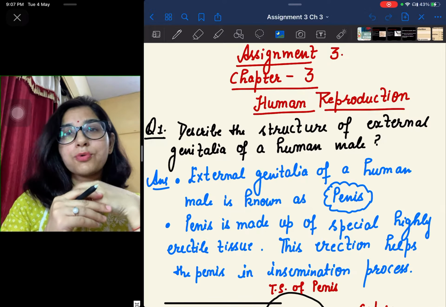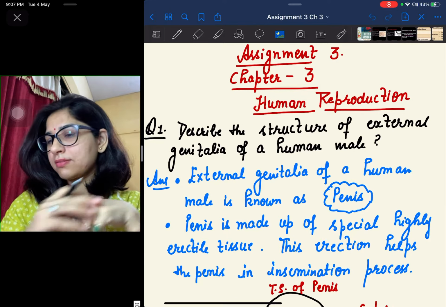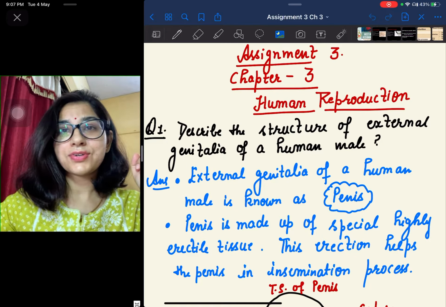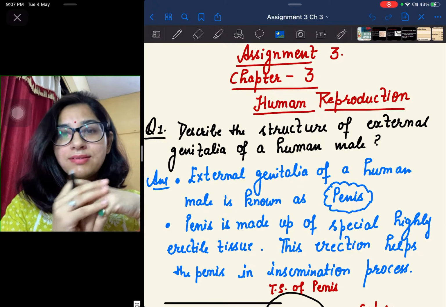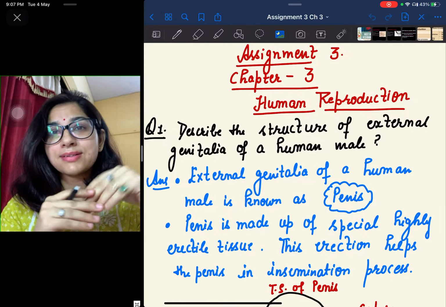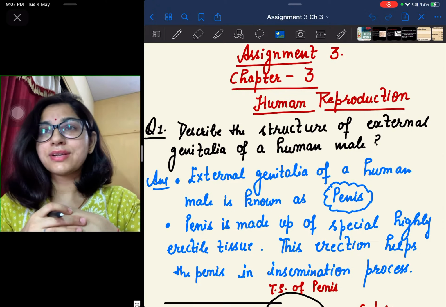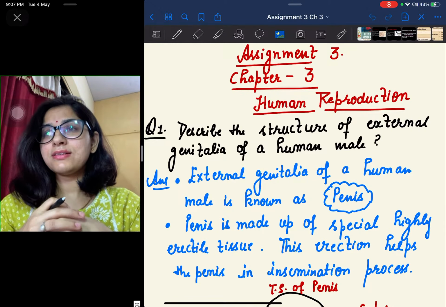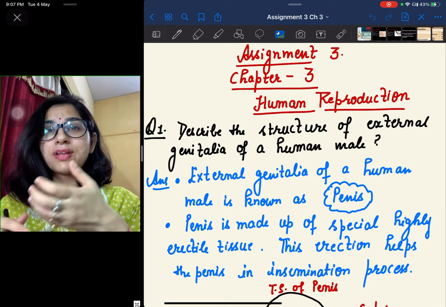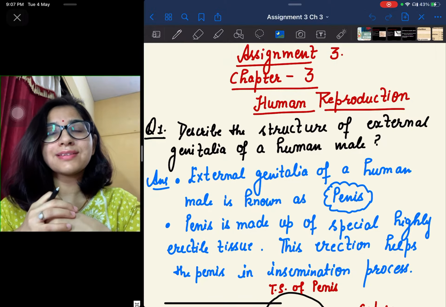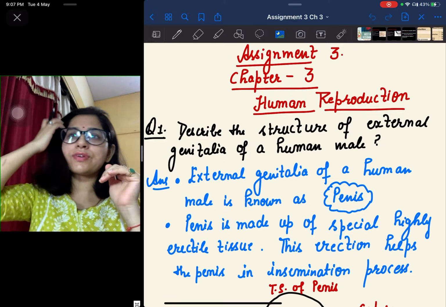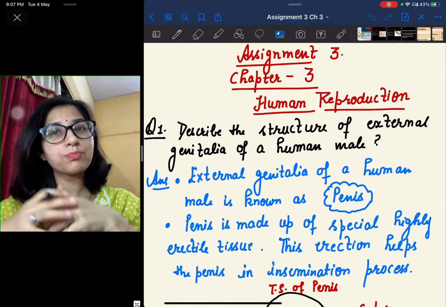So, I hope you all are doing well and you are utilizing your time in the best way during this Corona time, right? As you know that you have to appear for your board exams next year. So, one by one, lots of assignments we are doing, multiple choice questions we are also practicing, as well as we are doing the assignments for your boards also.